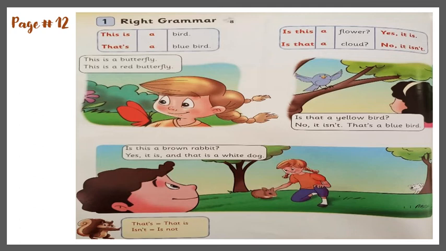Okay, now let's see the grammar. This is a bird. That's a blue bird. Is this a flower? Is that a cloud? When you change the statement into the question form, you will use the helping verb at the starting of the sentence. Is this a flower? Yes, it is. Is that a cloud? No, it isn't.